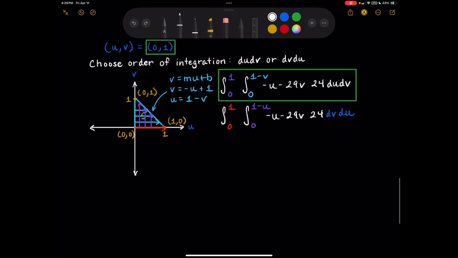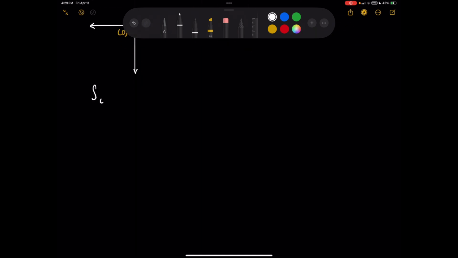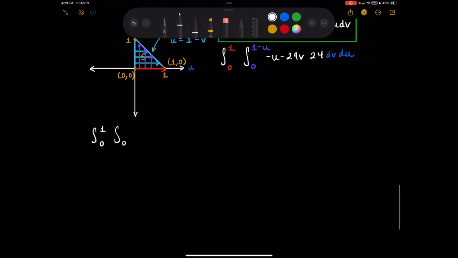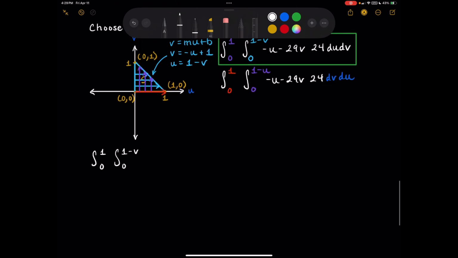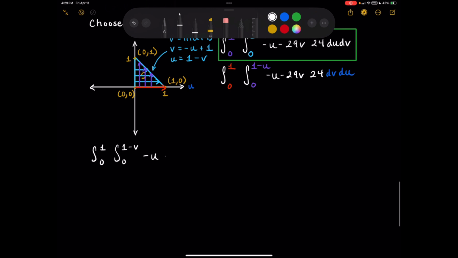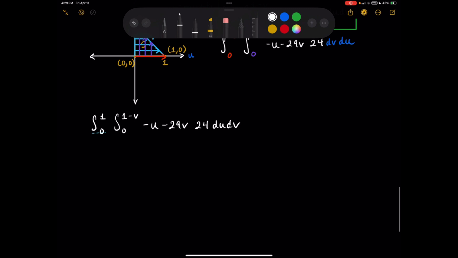So we have the integral from 0 to 1, and the integral from 0 to 1 minus v. This is our region S of negative u minus 29v, 24, that's our Jacobian, du dv. All right, I'm sorry for those blue lines, everybody. I'm going to find a way to either change my software or something like that to get rid of those lines. But if you have a solution, just let me know in the comments. But I'm sorry in advance. I know it's kind of annoying.